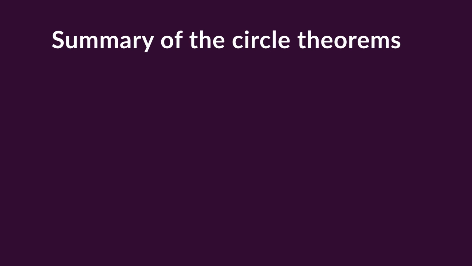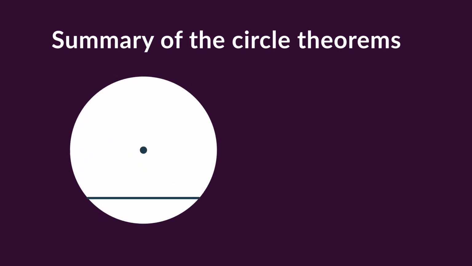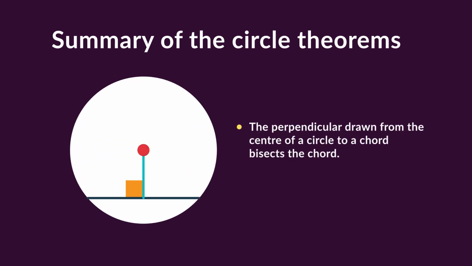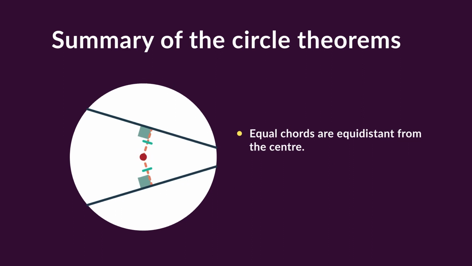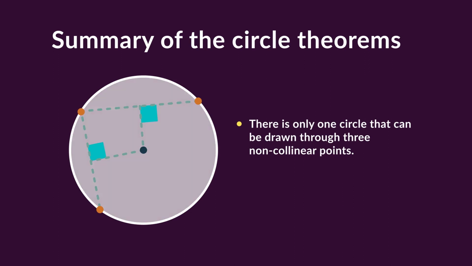These are the theorems and converses we've just covered. The perpendicular drawn from the centre of a circle to a chord bisects the chord. Equal chords are equidistant from the centre. There is only one circle that can be drawn through 3 noncollinear points.